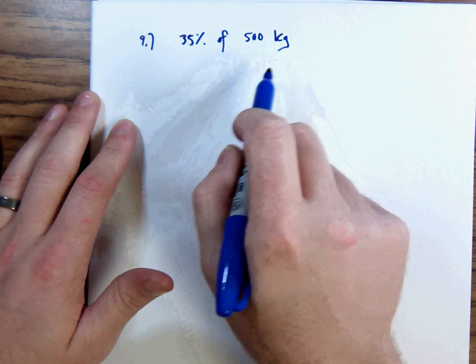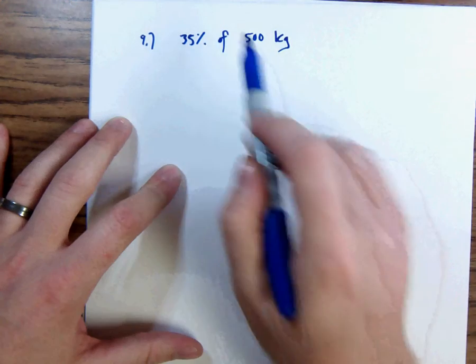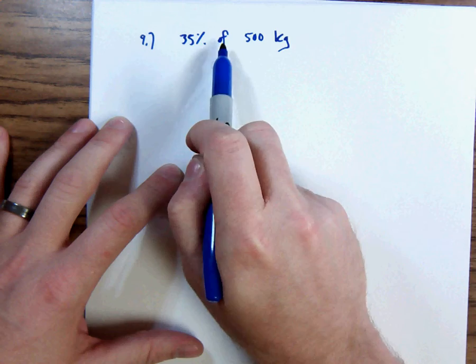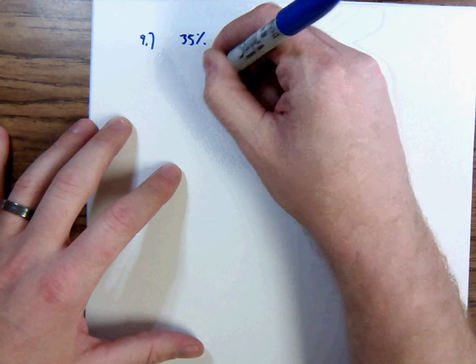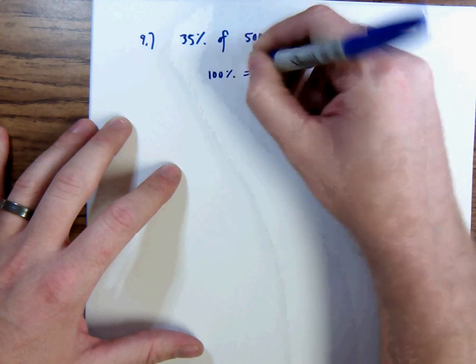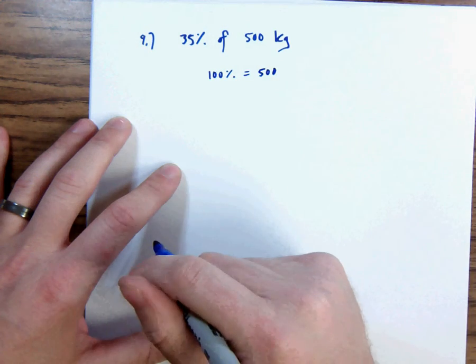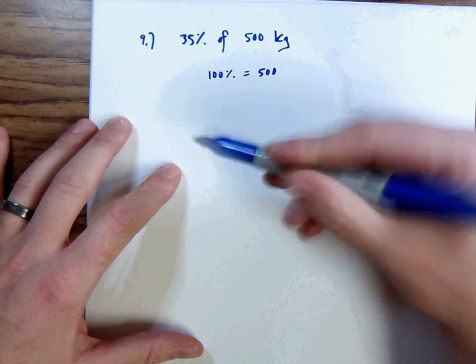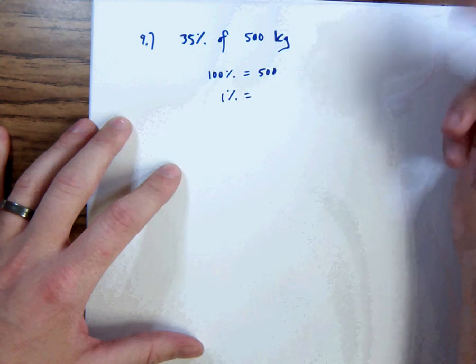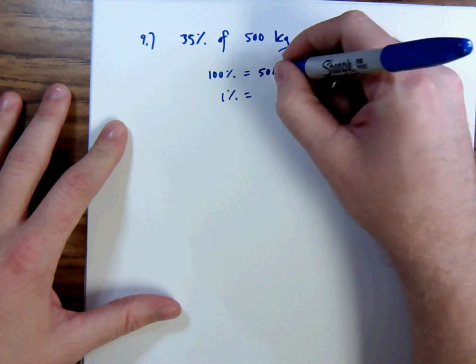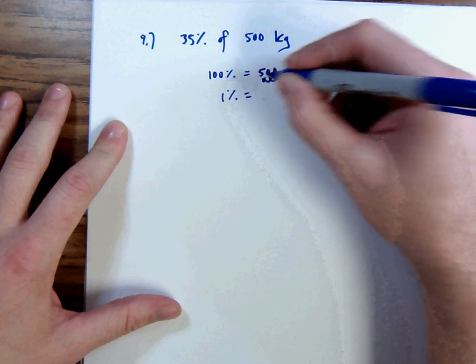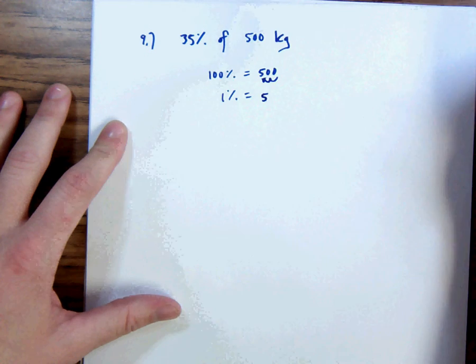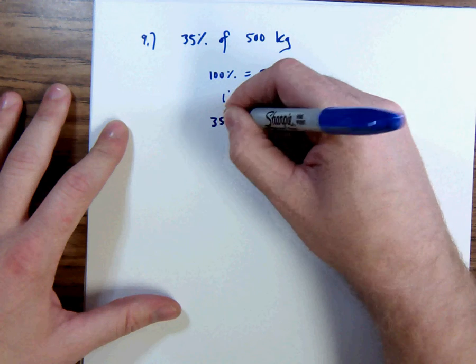Now, any question like this, you can do one of two ways. The first way is to remember that whatever comes after "of" is 100%. So we can say that 100% is equal to 500. We're going to find 35% of this 100%. So 1% is 500 divided by 100, which ends up just moving the decimal back 2 places to the left. So 1% is 5.